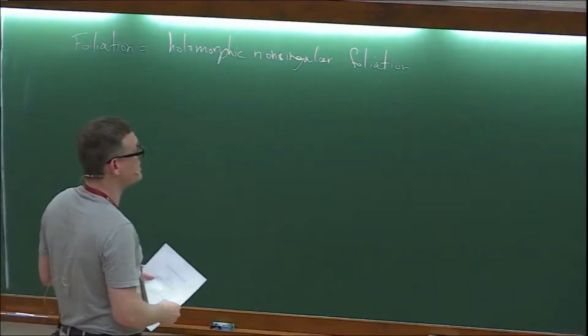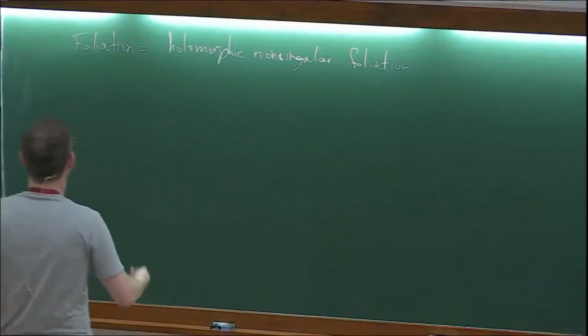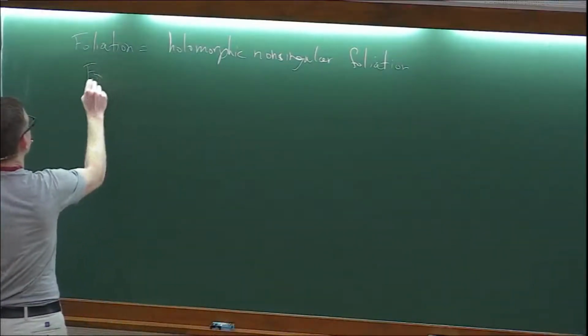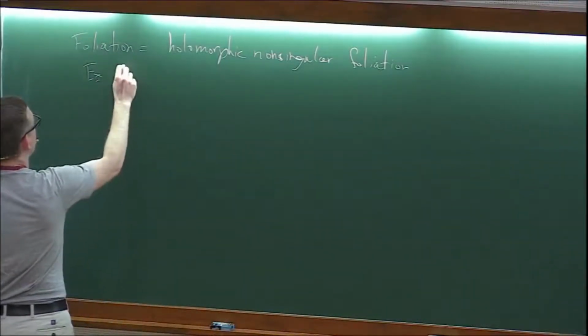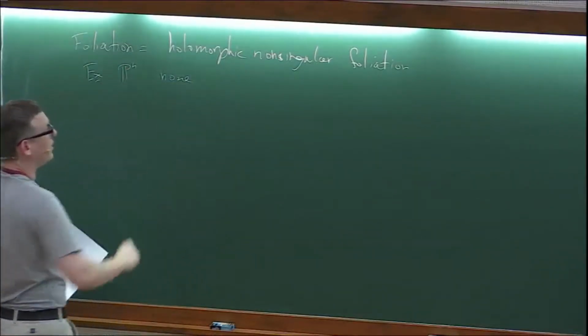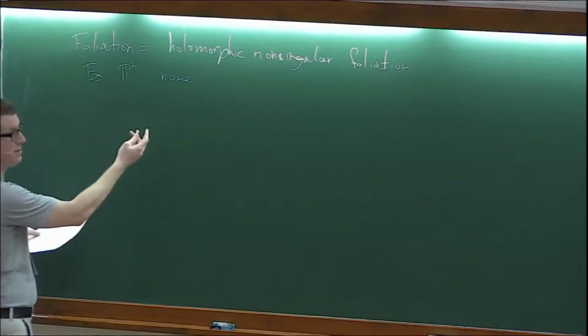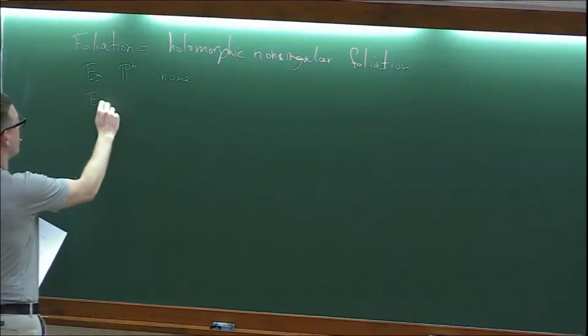So let's think about some simple examples of foliations. Projective space has none. There are no holomorphic non-singular foliations, right? They have to have singularities. So that's already an interesting phenomenon.